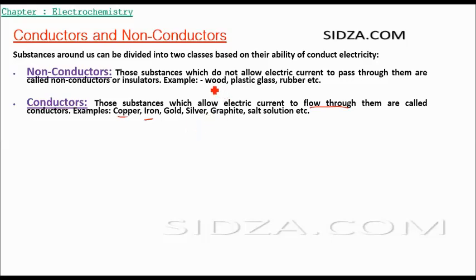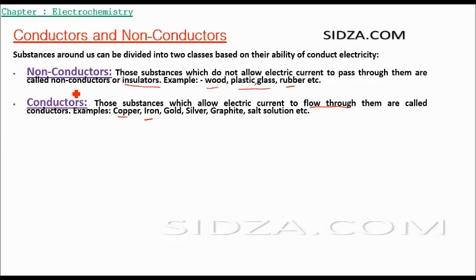However, if you take substances like wood, plastic bag, plastic, glass or rubber, things like these, even if you apply a very high potential difference, these substances do not allow the current to pass through them. So that's why we call them non-conductors. So the conductors are the substances which allow the current to flow through them, while non-conductors are the substances which do not allow the current to pass through them. Non-conductors we also call insulators.